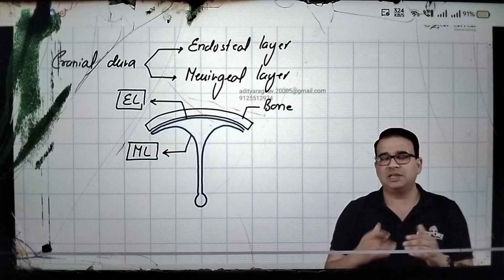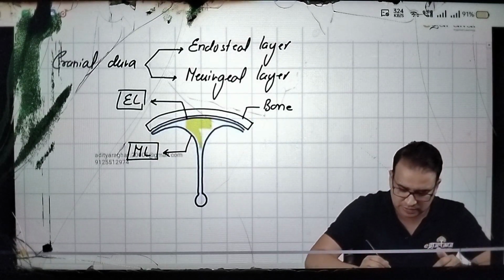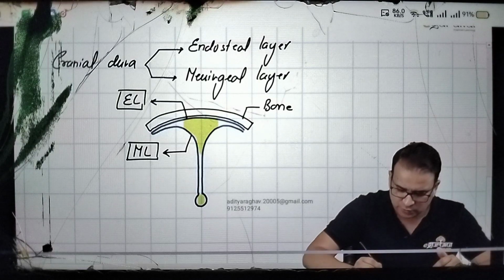So what you see is that at the place where the endostal and meningeal layers separate from each other, they enclose a space in between. This space that they enclose is called a dural venous sinus, and you can appreciate a dural venous sinus here as well.